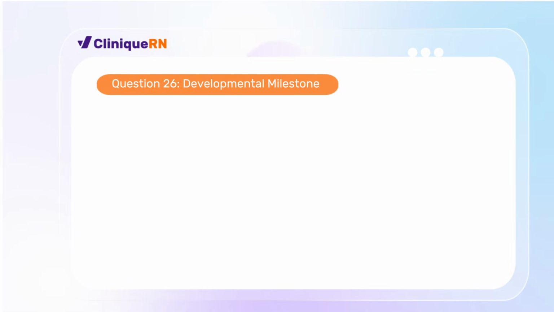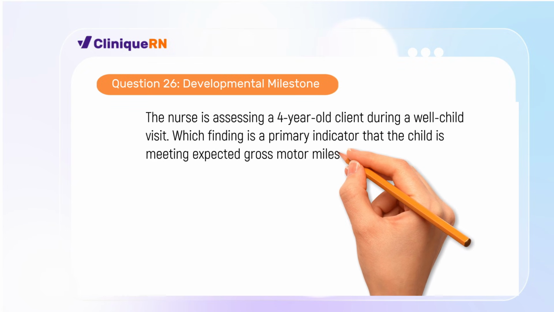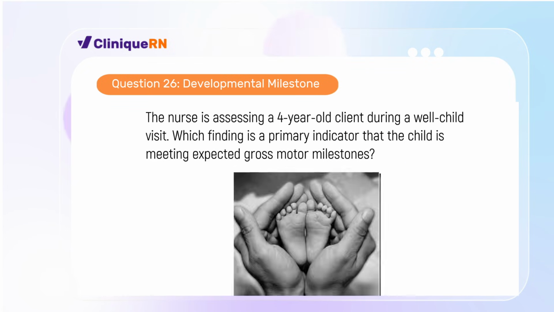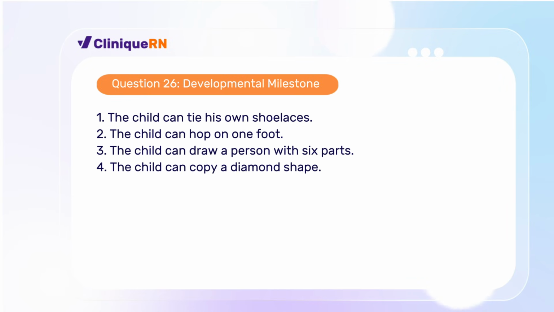Question 26. Developmental milestone. The nurse is assessing a 4-year-old client during a well-child visit. Which finding is a primary indicator that the child is meeting expected gross motor milestones? 1. The child can tie his own shoelaces. 2. The child can hop on one foot. 3. The child can draw a person with 6 parts. 4. The child can copy a diamond shape.